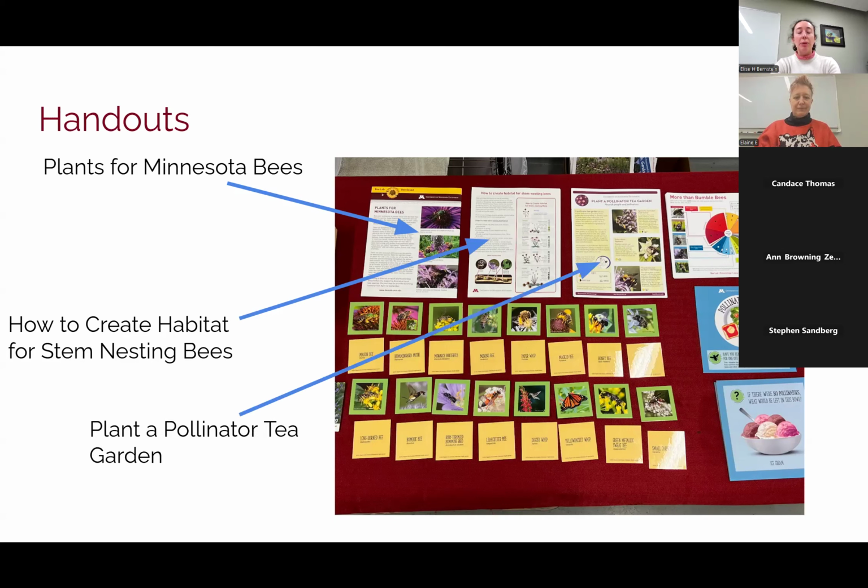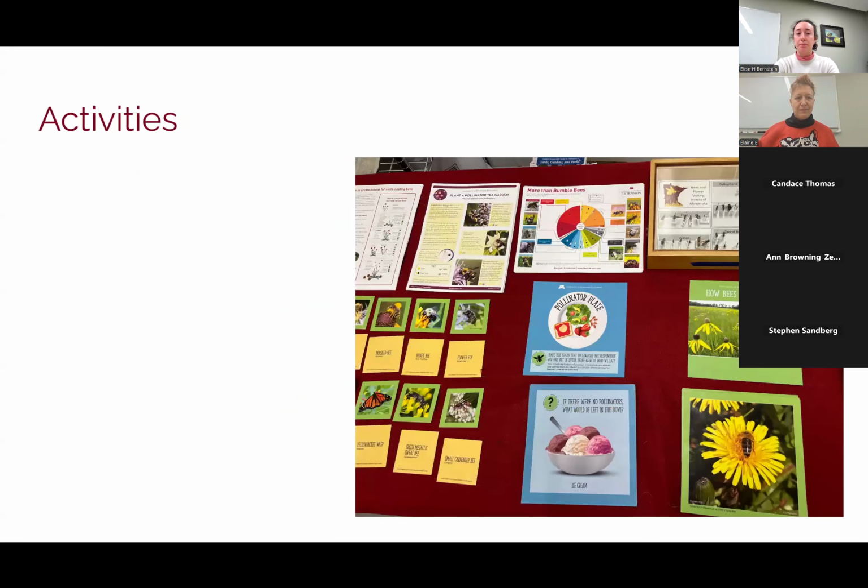Next is our Plant a Pollinator Tea Garden handout. So this is a list of plants that are pollinator favorites that are edible. So it's lots of plants like bee balm, for example, that we can steep into teas. So plants that are great for bees, but also might have some benefits to us as well. And then there's our More Than Bumblebees handout. So this pie chart shows a breakdown of some of the different species that we have in Minnesota. And there's some additional information about where they nest and that kind of thing.